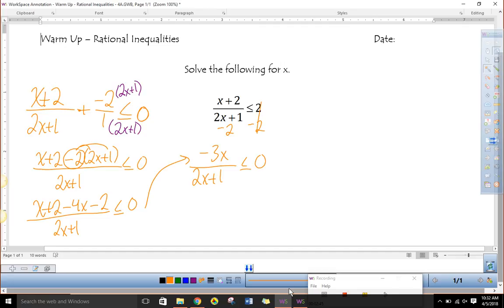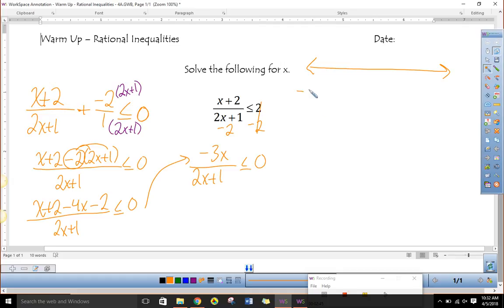Because this is an inequality and not an equation, how does my answer end up looking? How do I have to write my answer? Intervals, right? And in this class, whenever we have intervals, what do we do to try to make our lives a little easier? Look at a number line usually, right? Yeah? So how many values am I going to put on my number line? 2. Right? And where are those numbers going to come from?